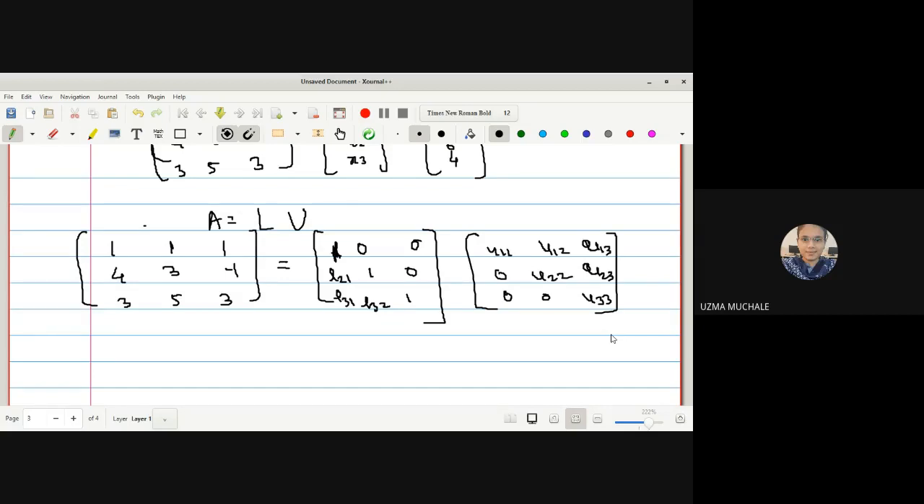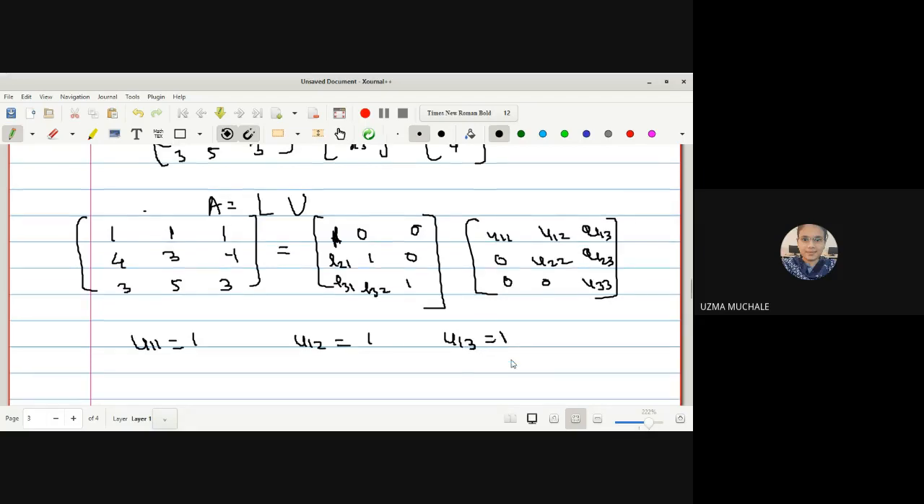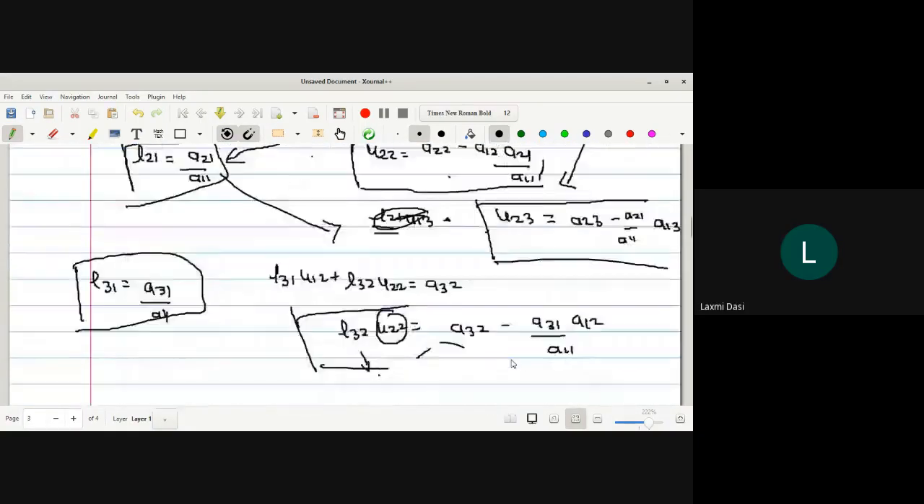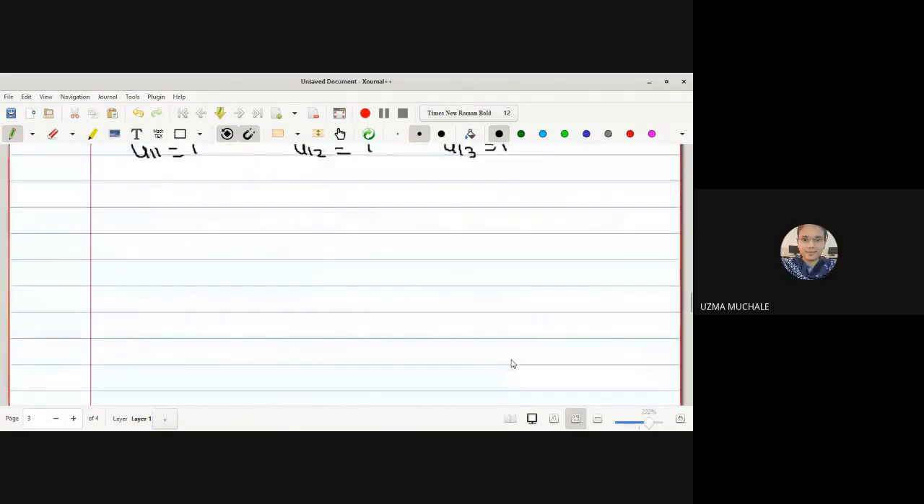If you have written the formulas just now, you put in the values and directly we can get the value of U11 is A11. U12 is 1, U13 is also 1, correct? Is it correct? Let us solve the next one.